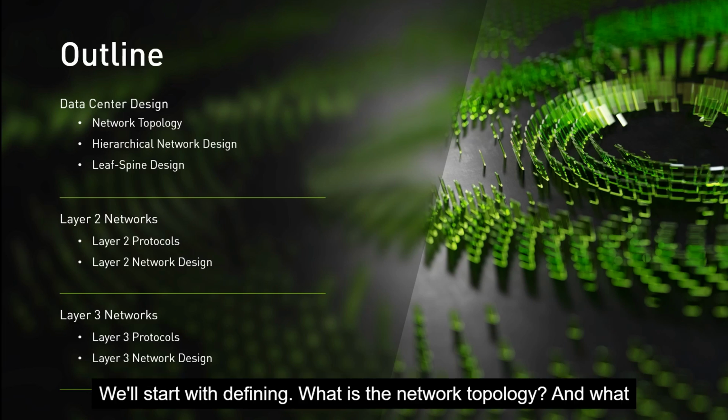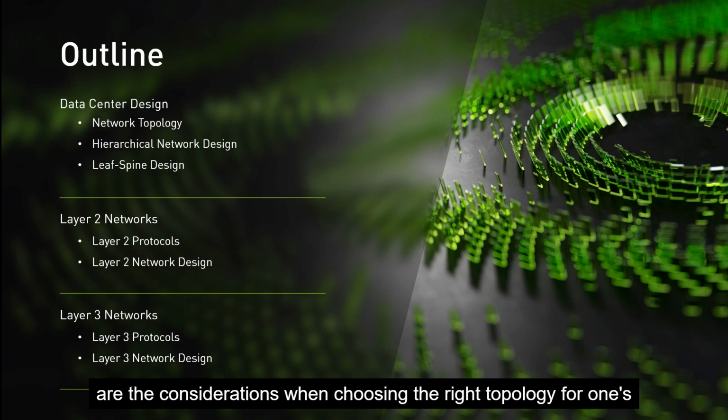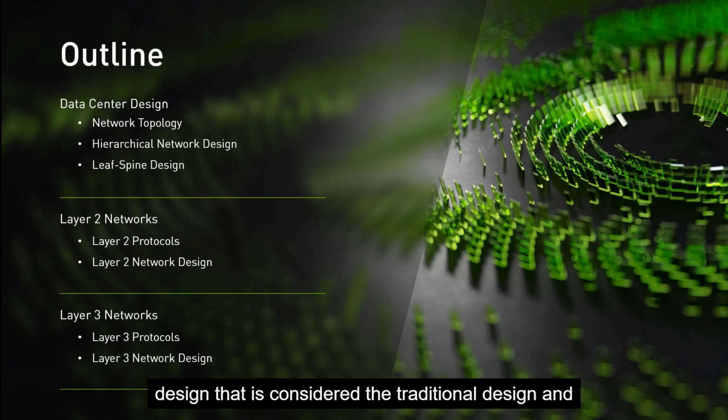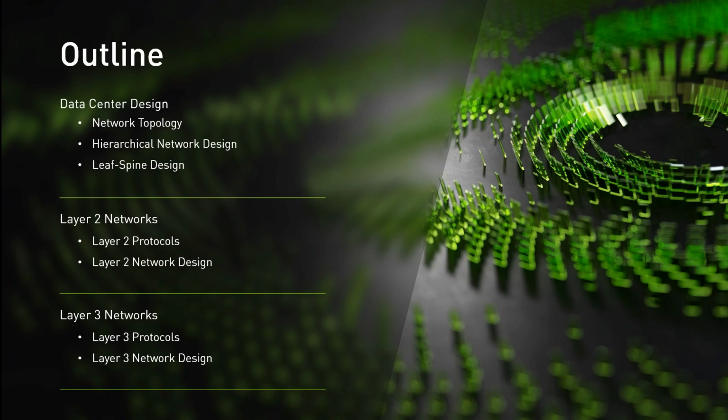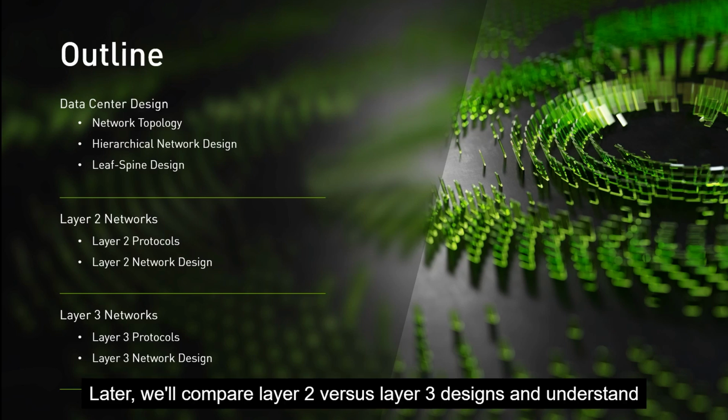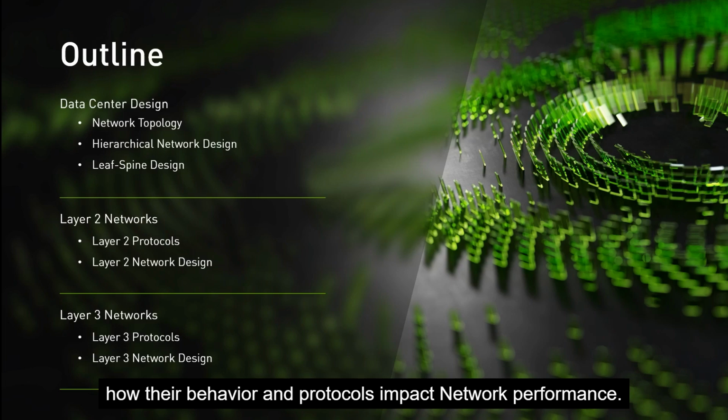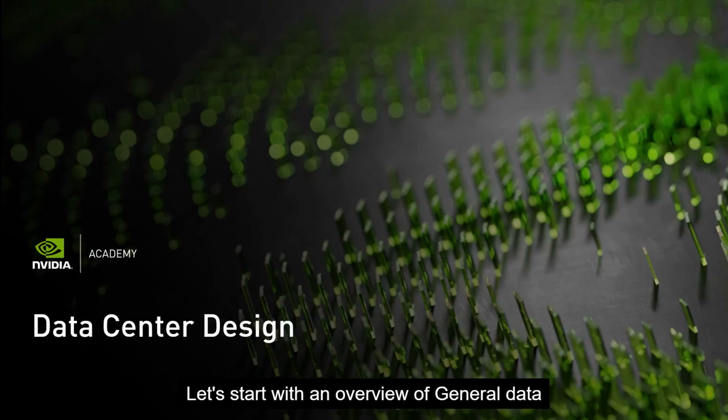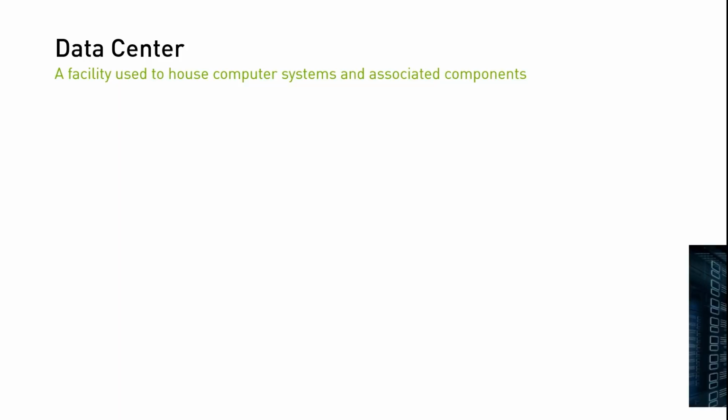We'll start with defining what is a network topology and what are the considerations when choosing the right topology for one's needs. Then we'll present two design approaches: the hierarchical network design, that is considered the traditional design, and the leaf spine used in modern data centers. Later, we'll compare Layer 2 versus Layer 3 designs and understand how their behavior and protocols impact network performance. Let's start with an overview of general data center design considerations.